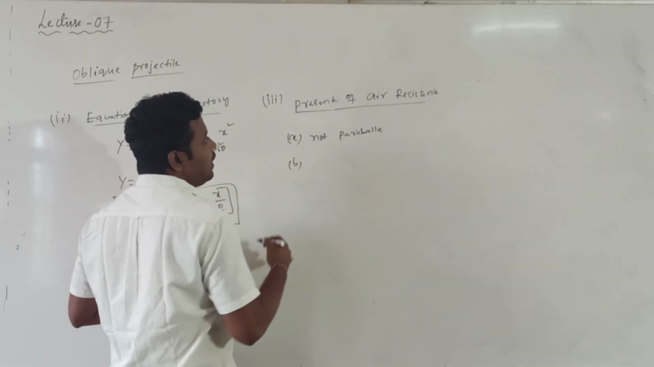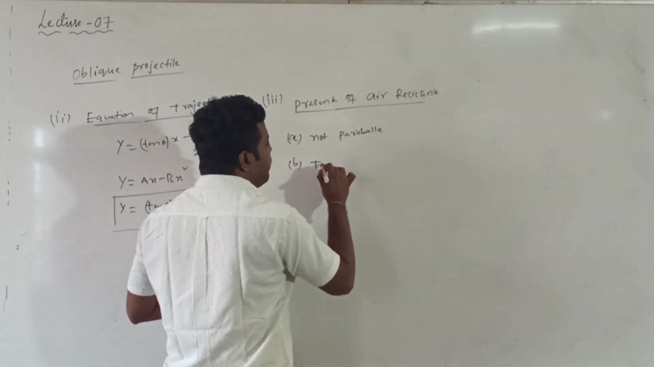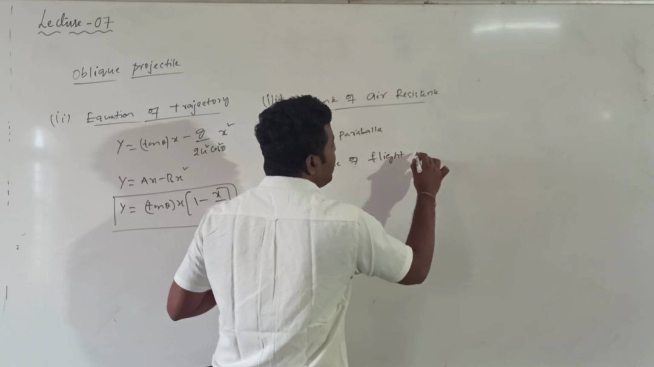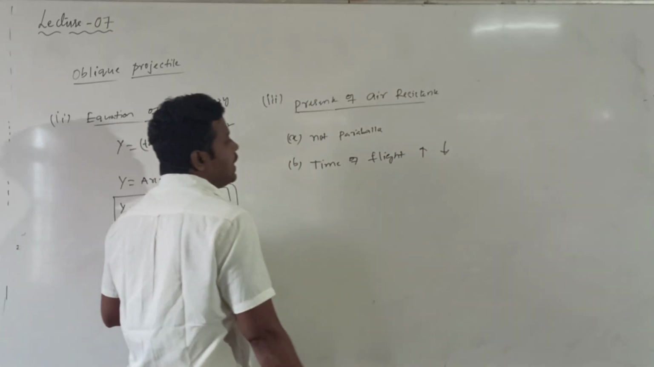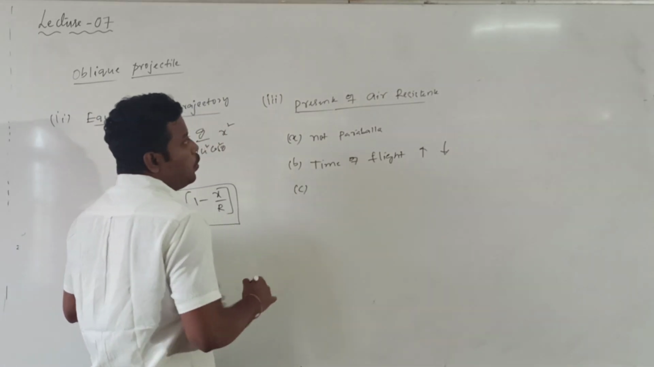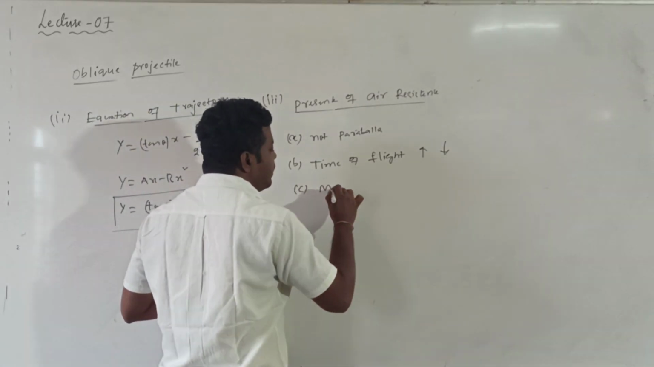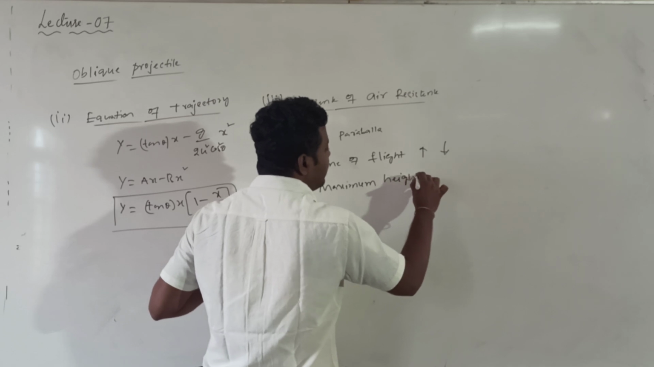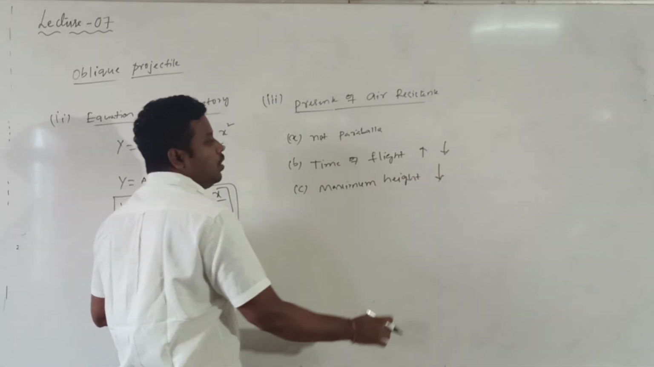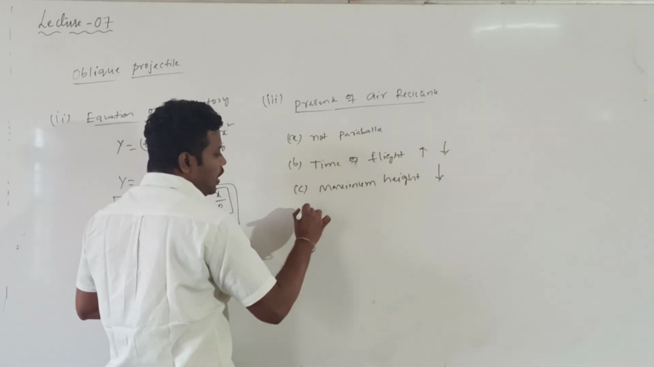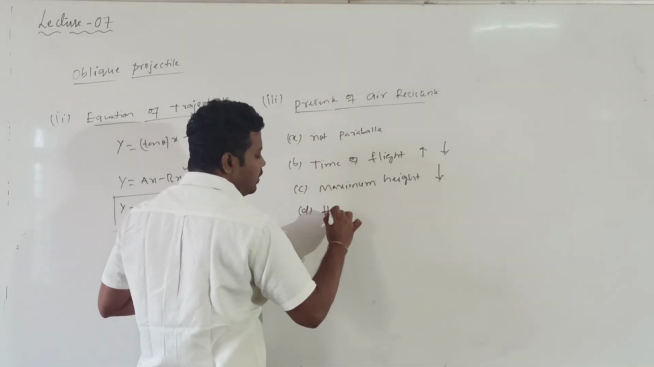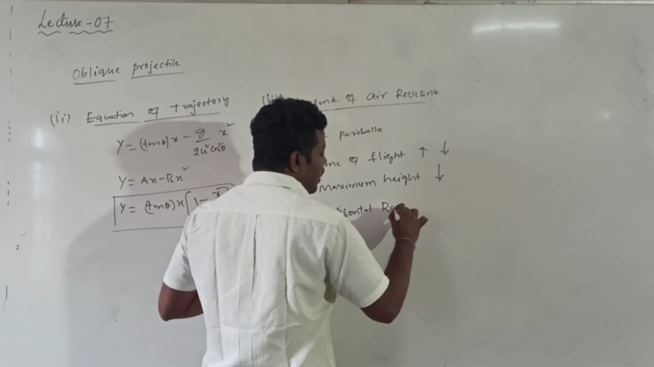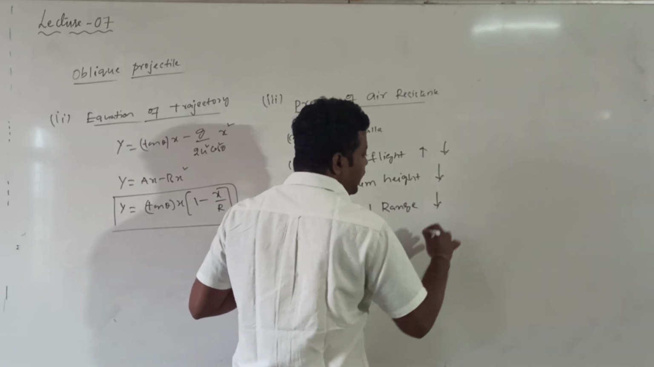And the second point is, when air resistance is considered, the time of flight, the total time of journey, may either increase or decrease. It depends upon the direction of air flowing. And the third case is, whenever air resistance is considered, the maximum height attained by the projectile is going to decrease. Arrow downward means decrease, upward means increase. The horizontal range, the horizontal distance covered in its time of flight, is also going to decrease.